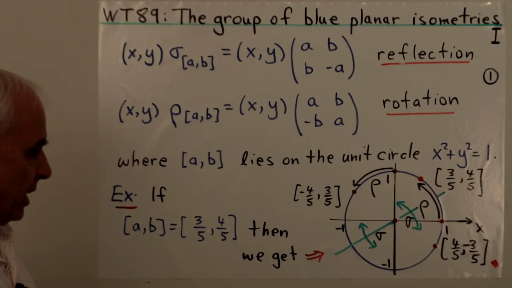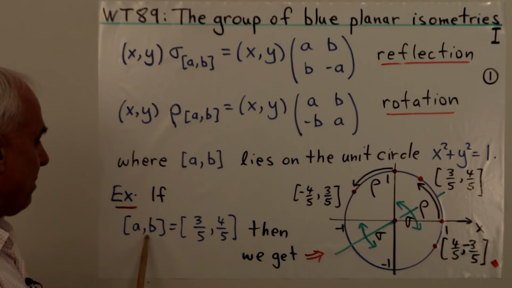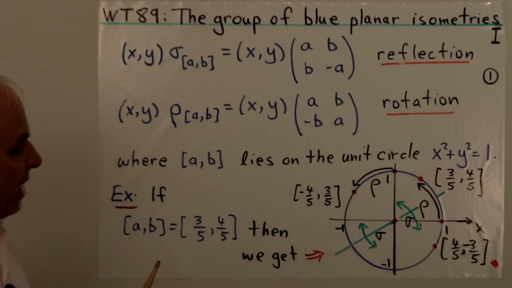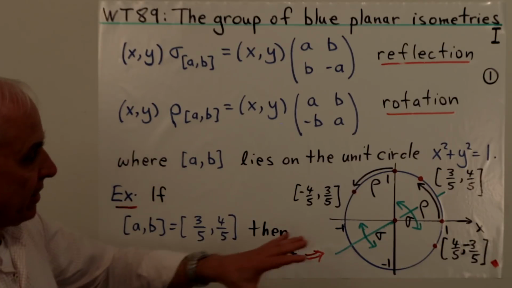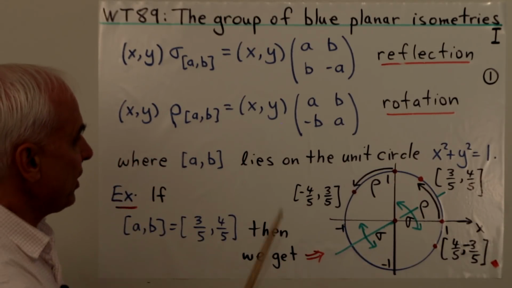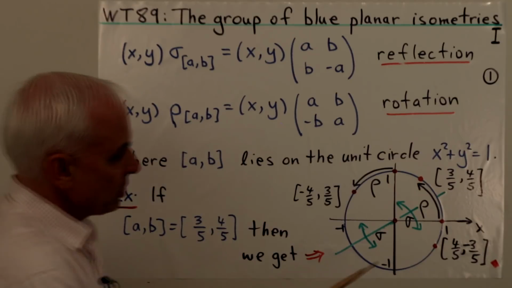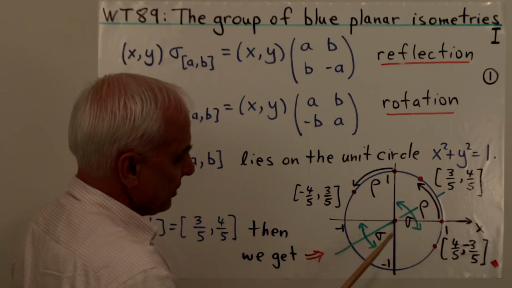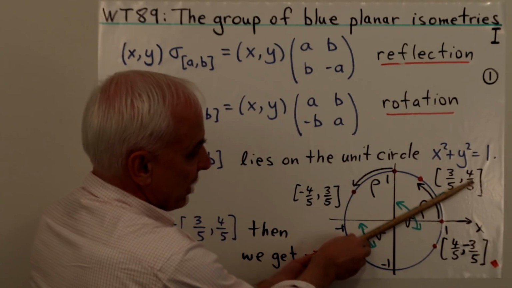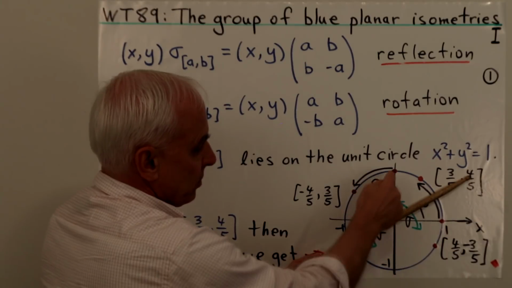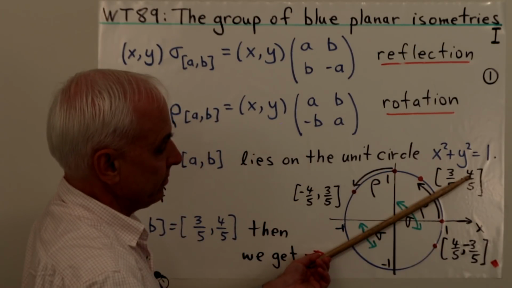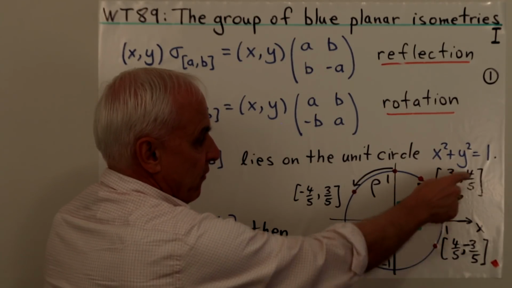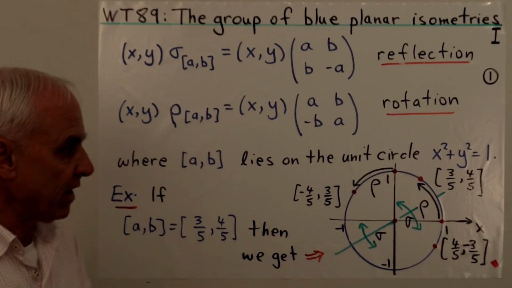both of them. So for example, let's say the point A, B happens to be 3/5, 4/5, which is right there. Then we have these two transformations, and they look as follows. The reflection, in this case, turns out to be a reflection in this line right here. So that would be the sigma. And that reflection would send that point to that point, and so on. In particular, it sends the point 1, 0 to the point 3/5, 4/5, which indexes the reflection.